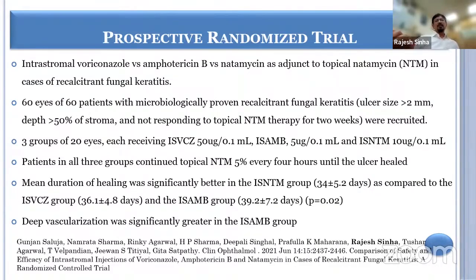And there were 3 groups, one receiving intrastromal voriconazole, one intrastromal amphotericin B, and the third intrastromal natamycin. And we found out that marginally the intrastromal natamycin was better than intrastromal voriconazole, just the healing response just by 2 days. And although that was not significant, there was a significant difference from the amphotericin B. And another thing was deep vascularization was significantly greater in the groups of intrastromal amphotericin B.